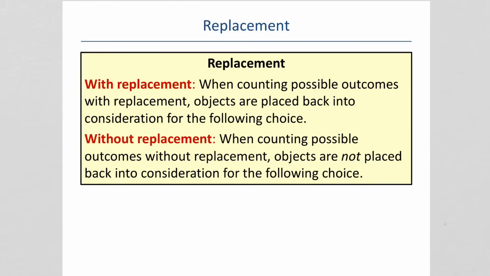Replacement. When counting possible outcomes with replacement, objects are placed back into consideration for the following choice. When counting possible outcomes without replacement, objects are not placed back into consideration for the following choice. So like if you're choosing a red from a bag of M&Ms, okay? With replacement would be if you pick an M&M out and then you put it back. Without replacement would be you pick an M&M out and you eat it, so it's not there anymore.